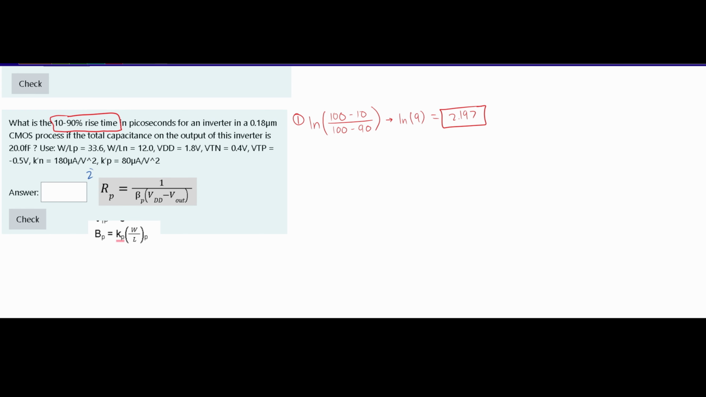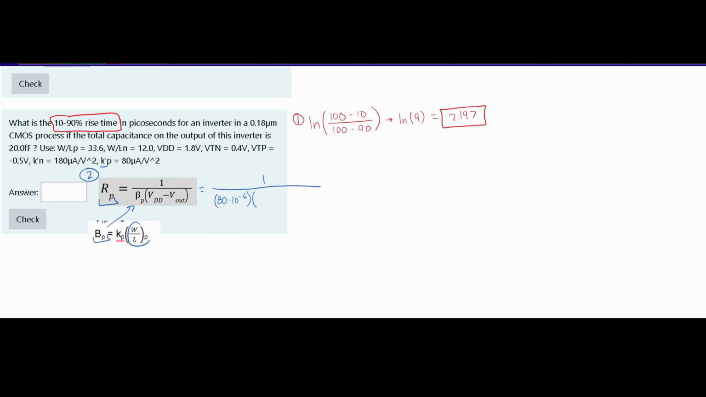Step two is going to be what we have right here. So we're going to use our RP and this beta p. We're going to plug this into here to solve for this. So this is going to be equal to, we of course have our 1 on top. Our beta p consists of our k prime p. So we're going to have 80 times 10 to the negative 6. That gets rid of our micro.